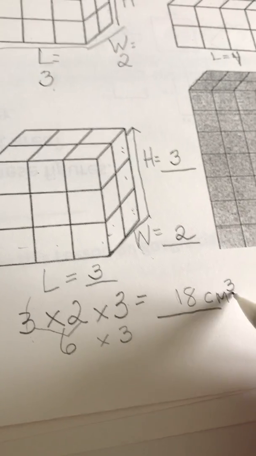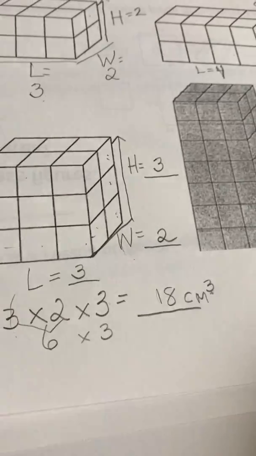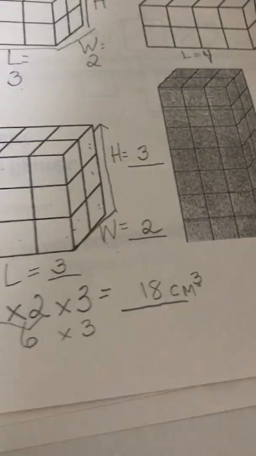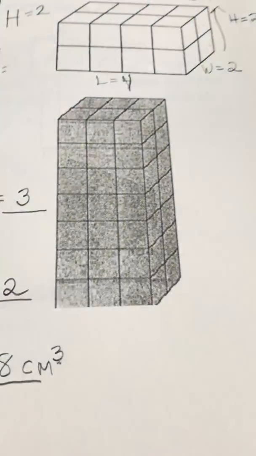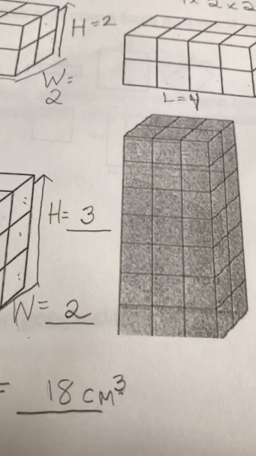Again, label with the 3. It is a 3-dimensional figure. That's why we're using a cube there, a 3. And last one, I'm going to give you a couple of minutes to do this on your own. I'll point like I just did. Ready? Here we go.